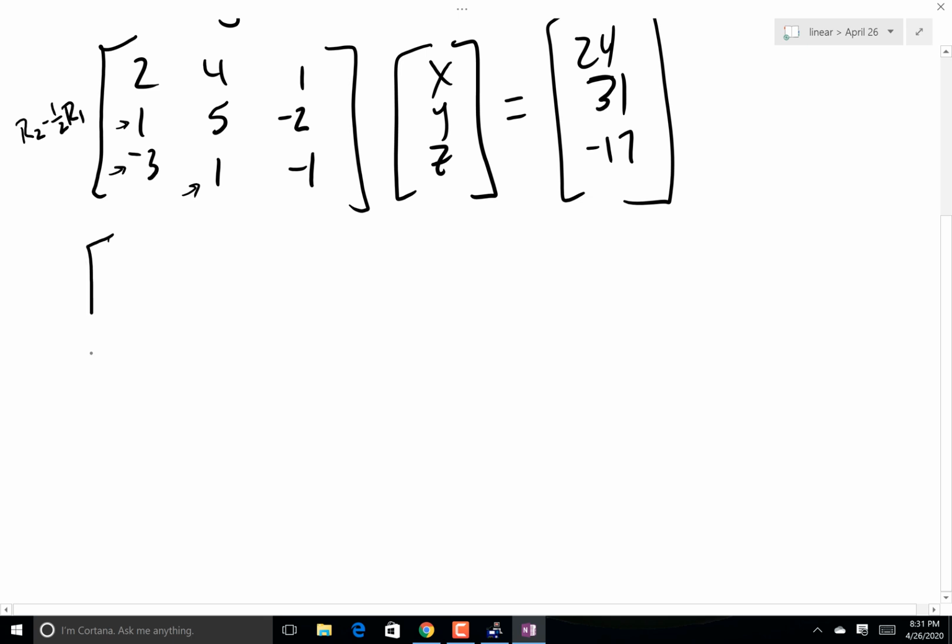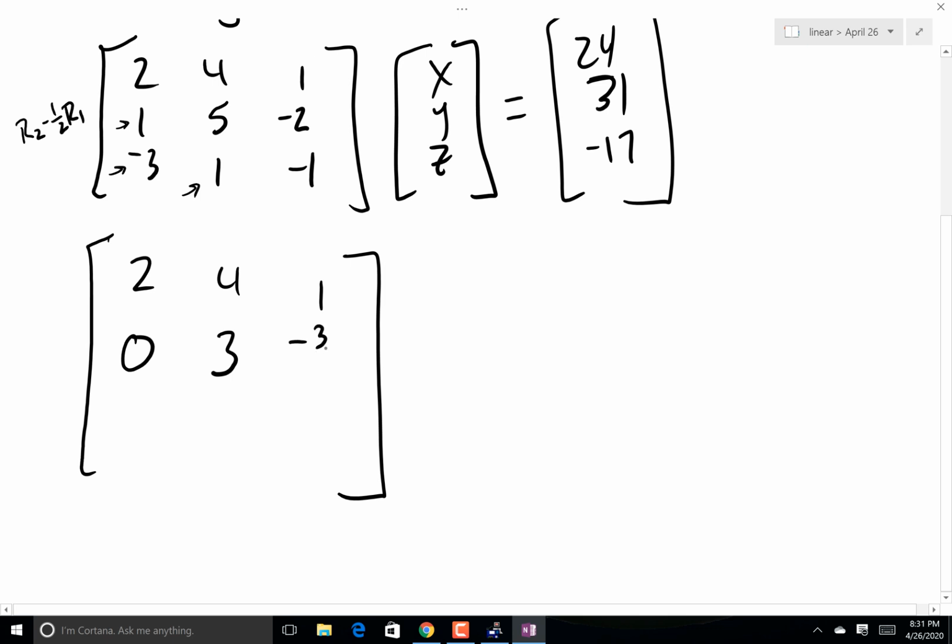Okay? So let's see if we can do it right this time. See if Jay can not screw it up this time. So 2, 4, 1. So then 1 minus 1 is 0, obviously. It's going to be 5 minus a half of 4. 5 minus 2 is 3. -2 minus a half is -2.5, which is -5/2, I believe.